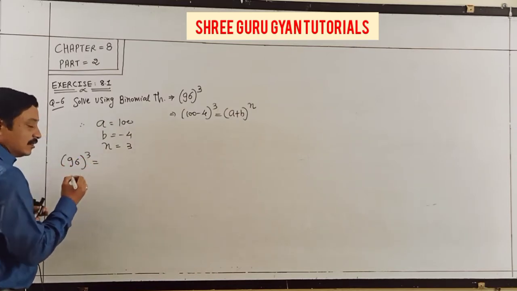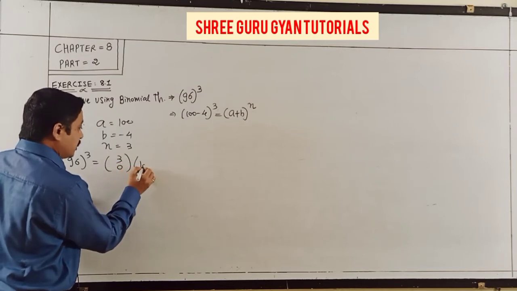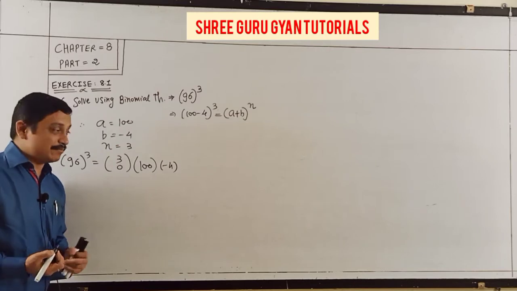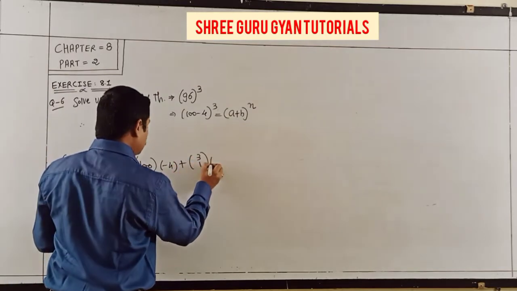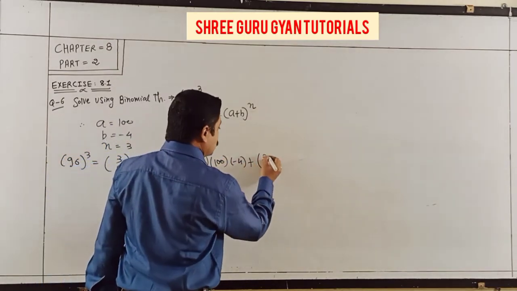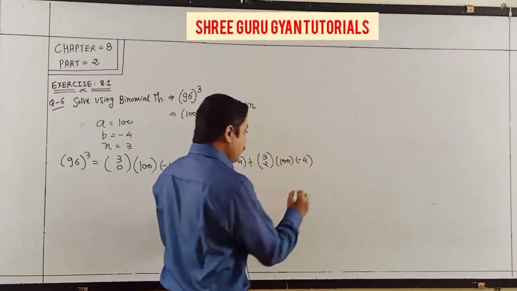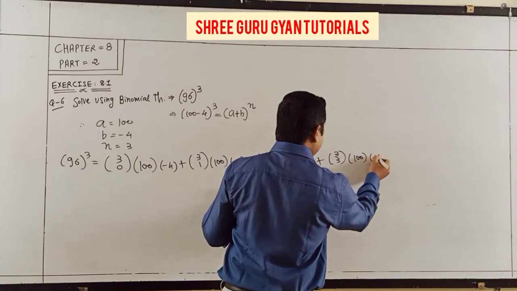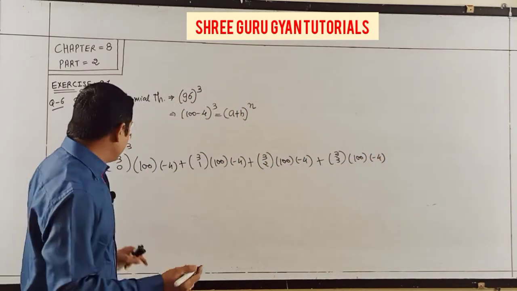96 cubed is nC0, meaning 3C0, A and B, with A as 100 and B as minus 4, 100 minus 4, 96. Now 3C1, 100 minus 4, 3C2, 100 minus 4. Same, the last of 3C3, 100 minus 4, and apply the values to the power for 0.